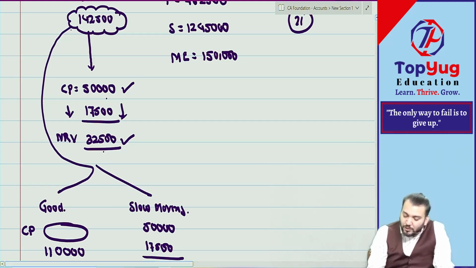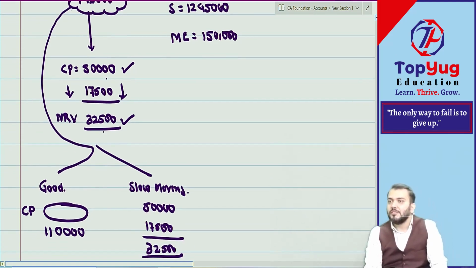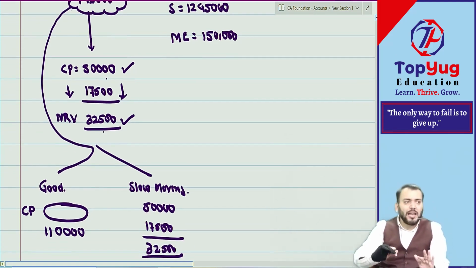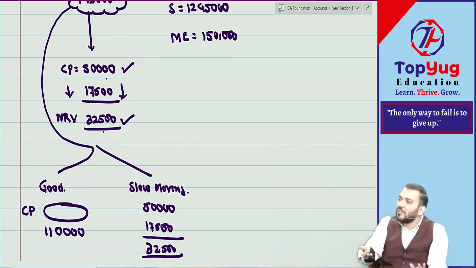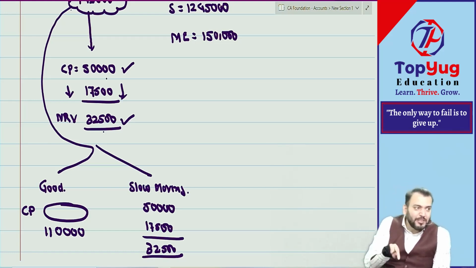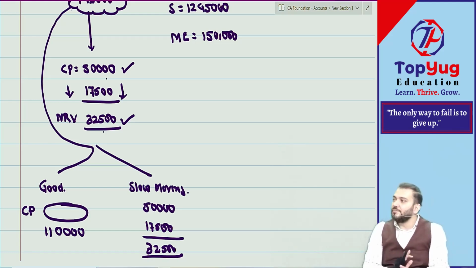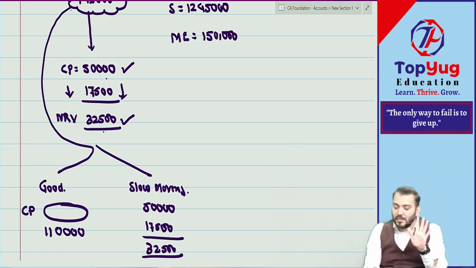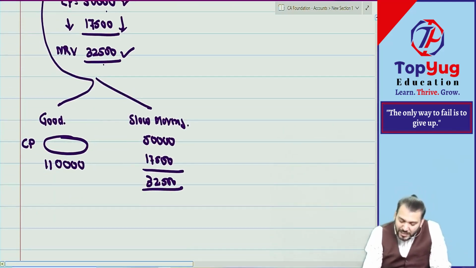But will that be valued at cost price or NRV? Cost price only, because for good stock NRV will always be more than cost price. Good stock can be sold at a higher price. So it will always be valued at cost price only. Understood? Correct.